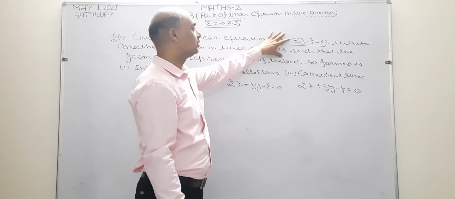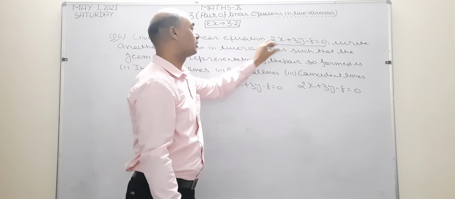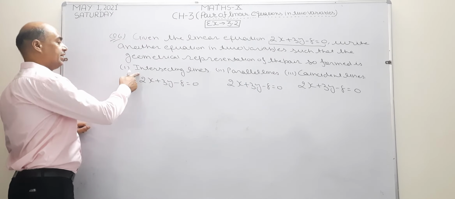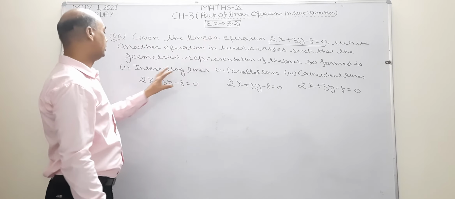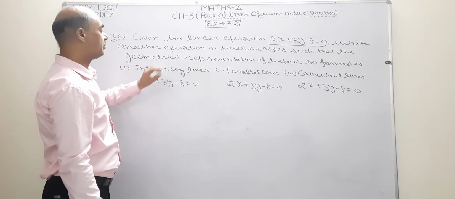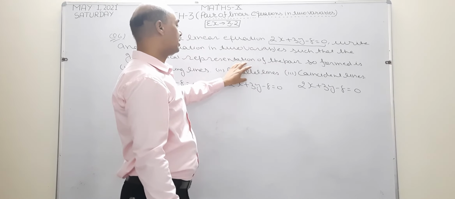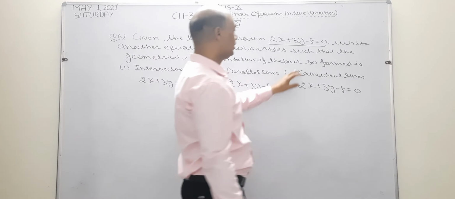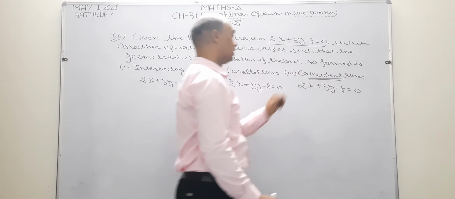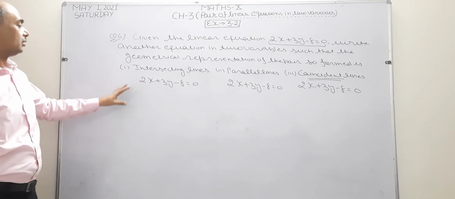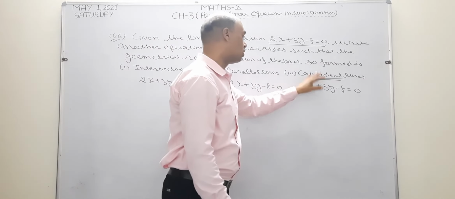When the 2 equations are there, the graphical representation of such a pair represents intersecting lines. When we draw the graph lines of that type of pair, first they represent intersecting lines. We take another pair, such a pair represents parallel lines, and in the third case they represent coincident lines. We have to make the pairs, such pairs that represent intersecting lines, parallel lines or coincident lines.